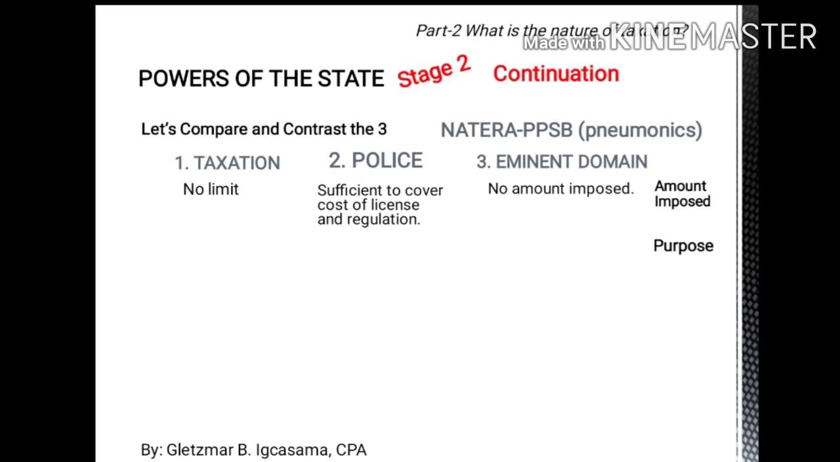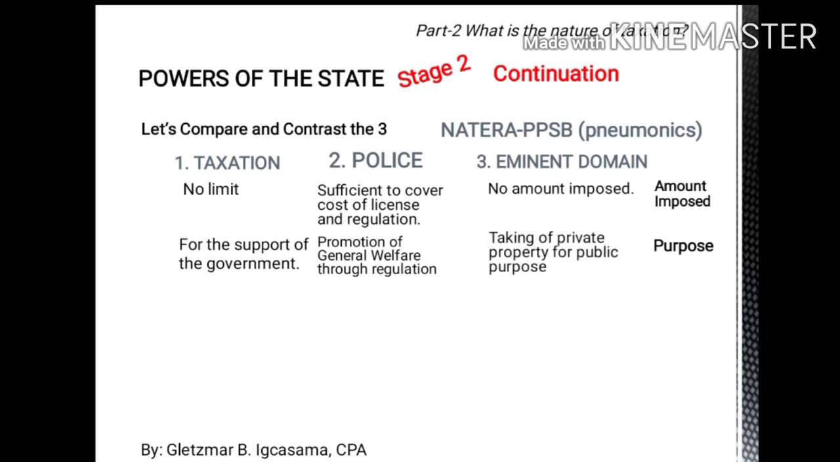Next, we have purpose. The purpose of taxation is to support the government in its expenses. So police power, the purpose of that one is the promotion of general welfare through regulation. And eminent domain is just a mere taking of private property for public purpose.